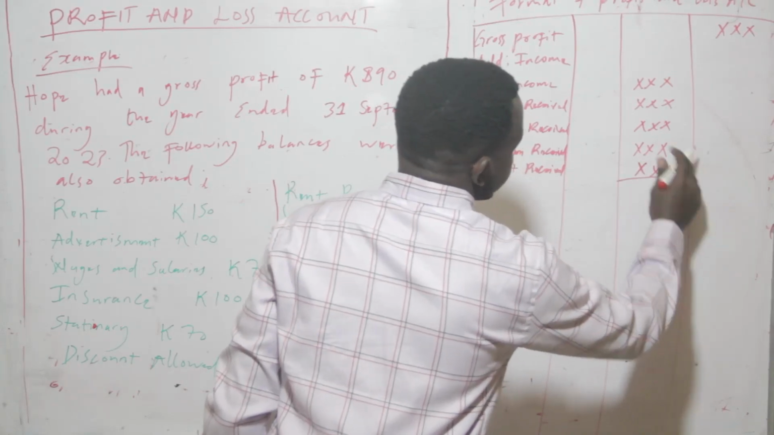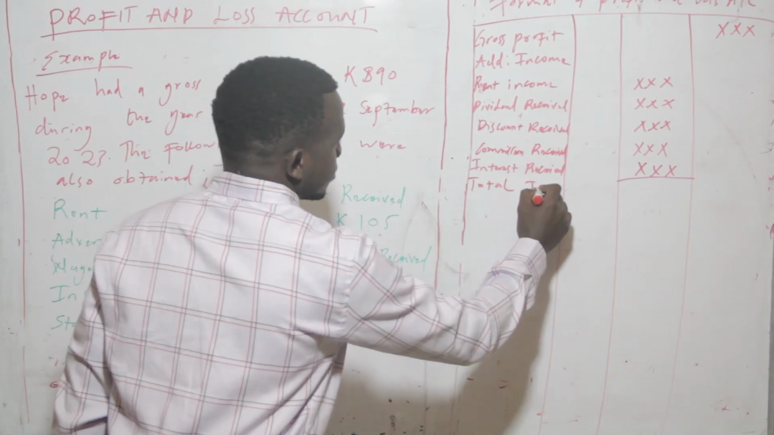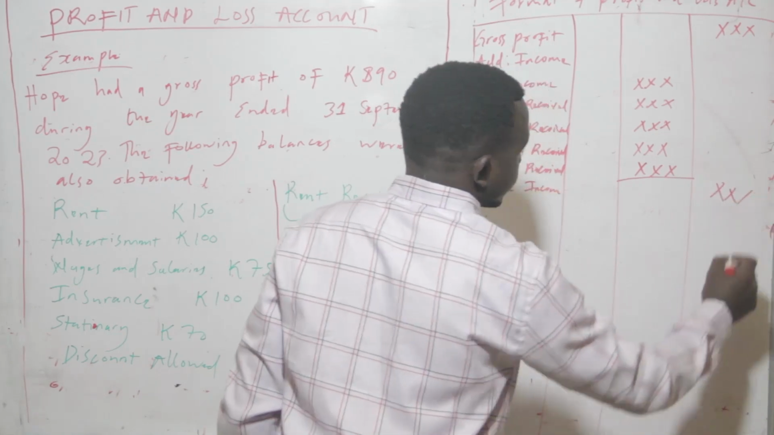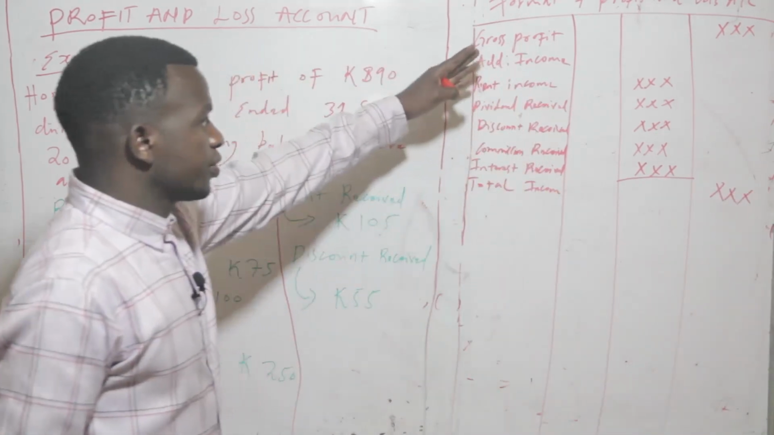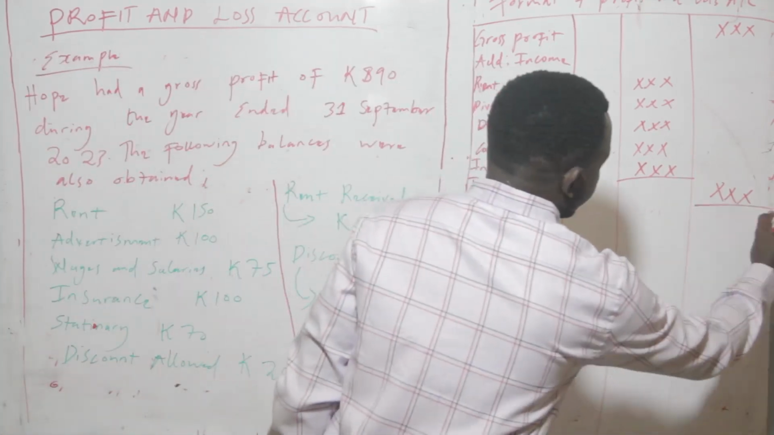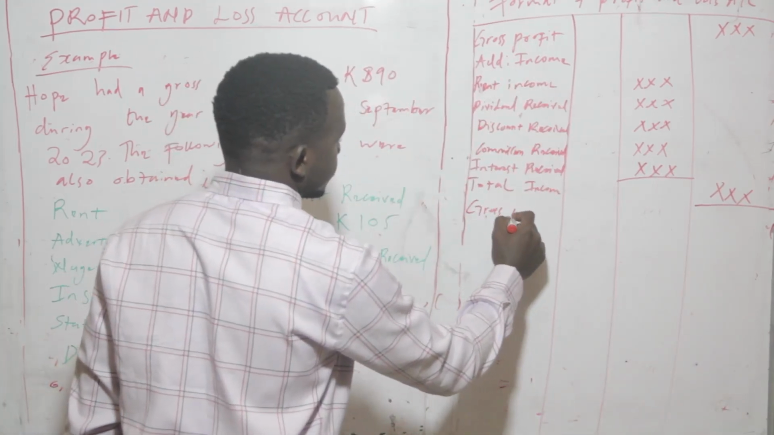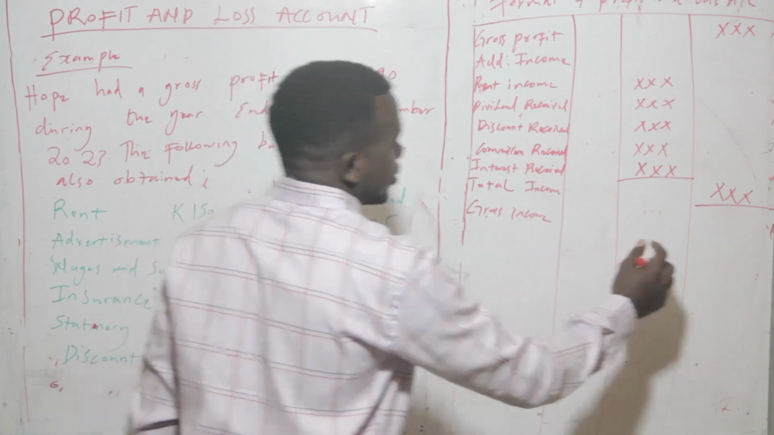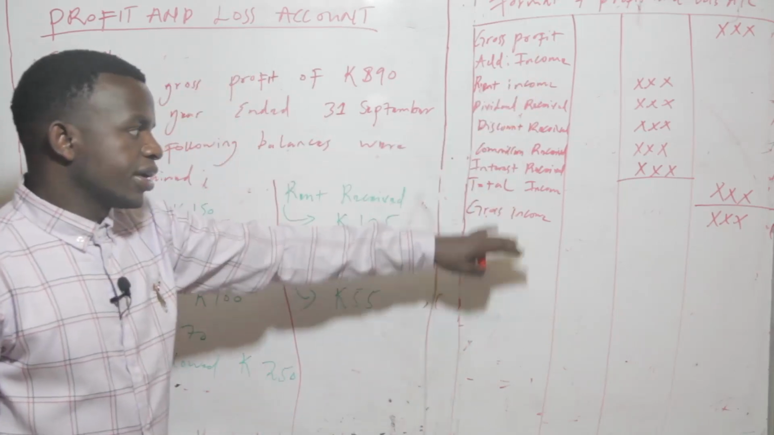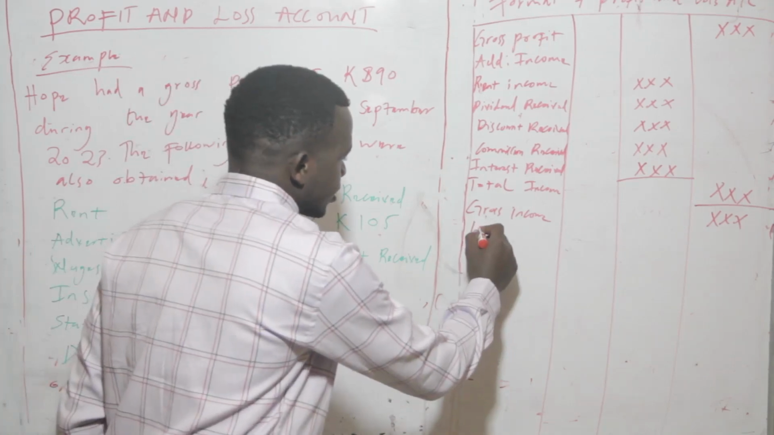So when we add these, we're supposed to have total income. And our total income is going to appear there. So we're going to add our gross profit plus our total income, and we're going to find the gross income. The total that we get after adding the gross profit plus total income is the gross income. Then we're going to say less expenses.